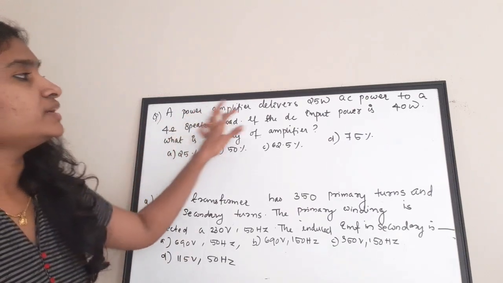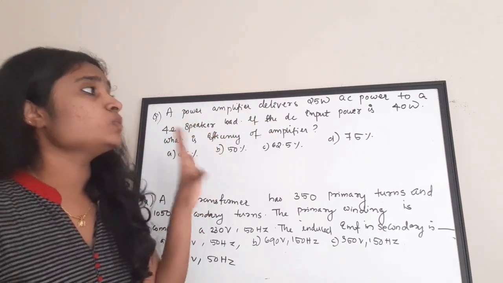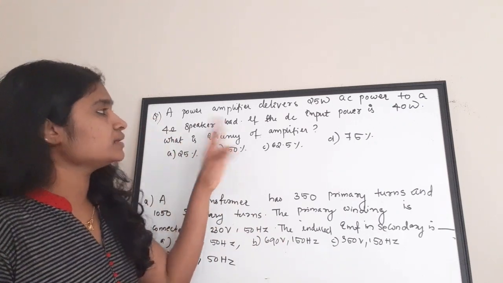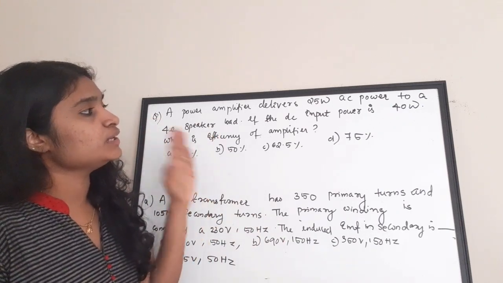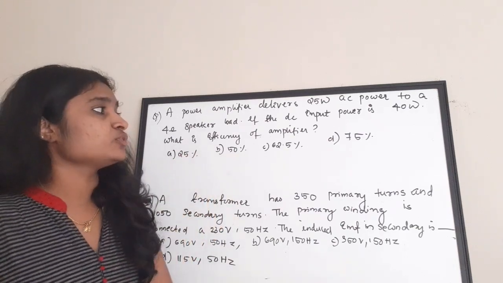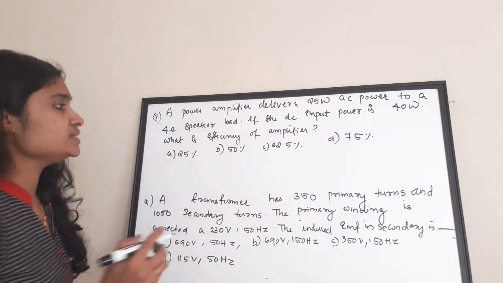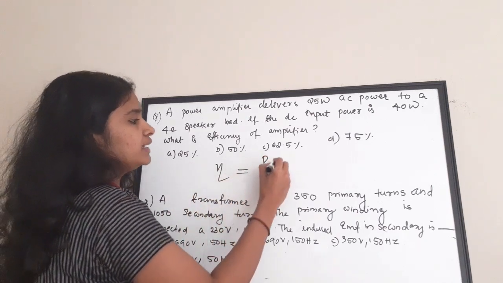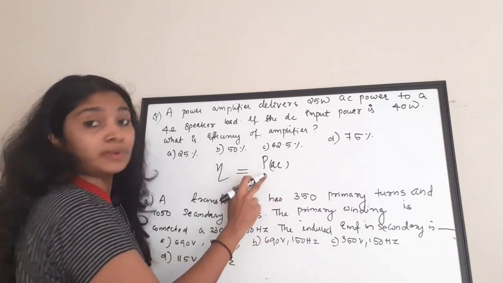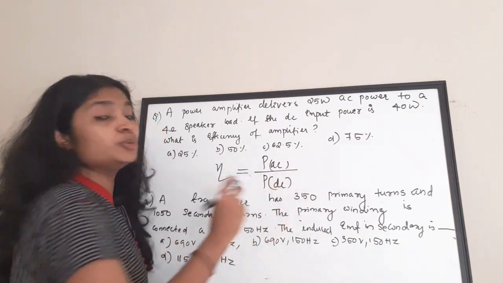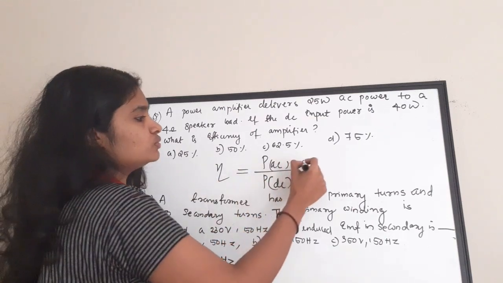A power amplifier delivers 25 watt AC power to a 4 ohm speaker load. If the DC input power is 40 watt, what is the efficiency of the amplifier? So the efficiency equation: eta is equal to PAC, which will be your output power, by PDC, which will be your input power, into 100.